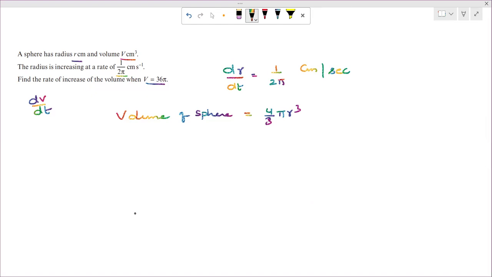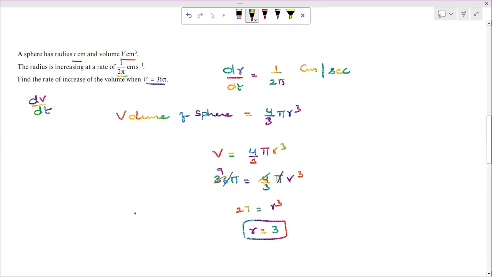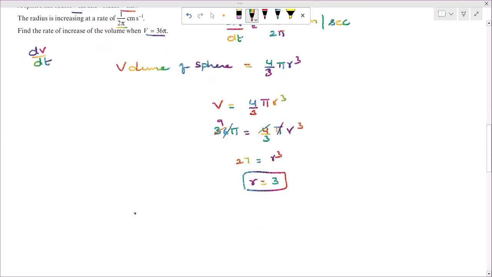V equals 36 pi is given over here, and V equals 4 by 3 pi r cube. Now if V is 36 pi, find the r value also. Pi gets cancelled, 4 times 9, 3 times 9, 27 equals r cube. So r is 3. We got r and dr/dt. We need to find dV/dt.